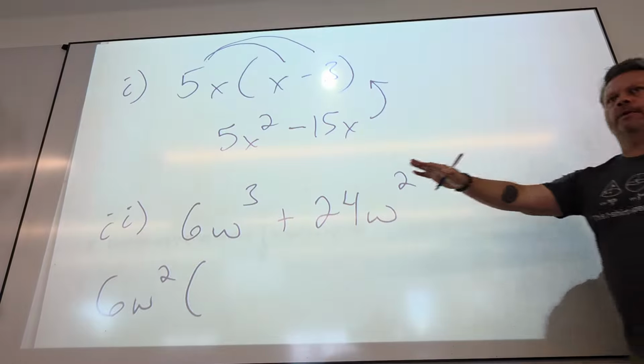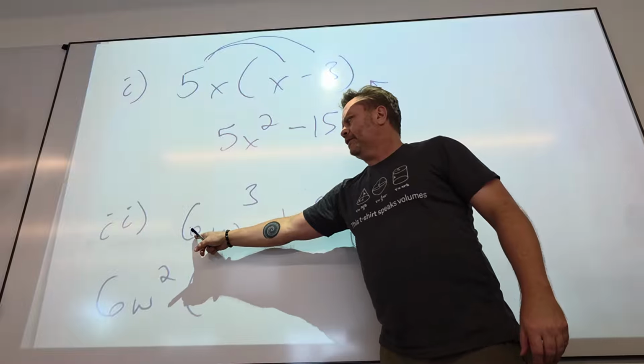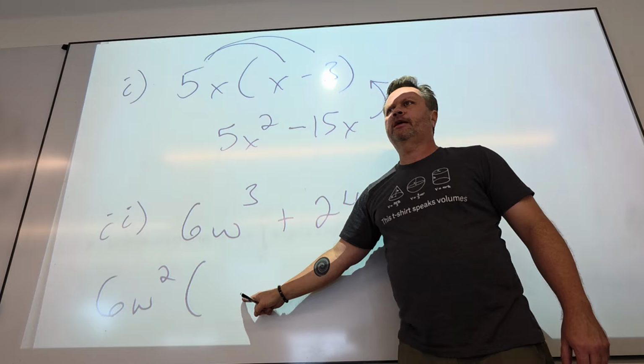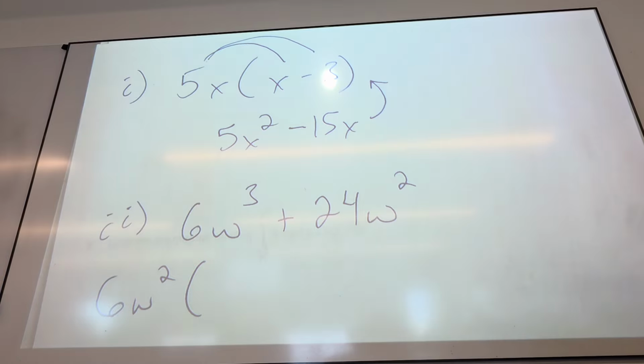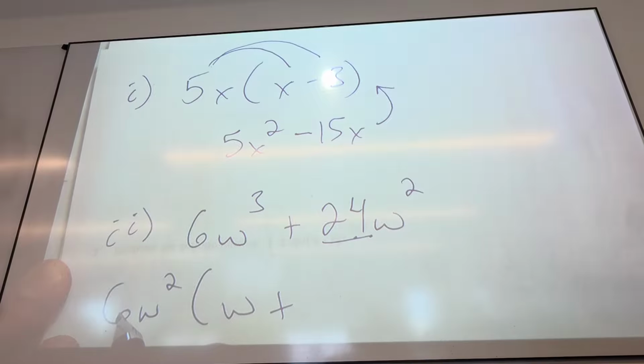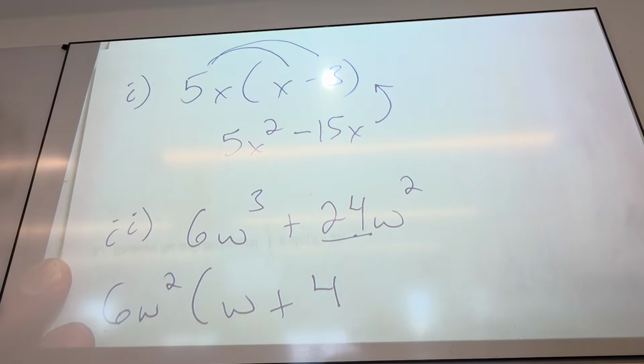Now, you just go term by term. He had a 6, we took it. He had 3 w's, he took 2, so how many w's left? He had a 24, we took 6 out, divided, so what's left? 4.